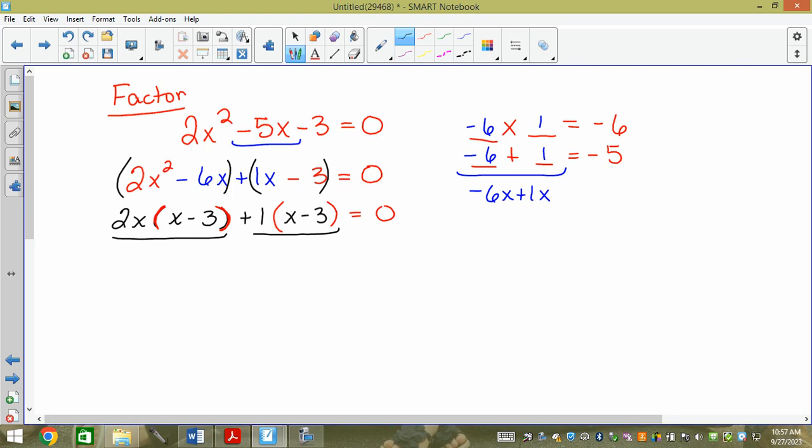That's why we always make those brackets the same. We don't make the brackets the same because it's fun. We make the brackets the same because we GCF a bracket out, right? So we're taking out this red bracket, that x minus 3. And then when I GCF the x minus 3 out, I'm left with 2x plus 1. That's where I get my 2 factors, right?